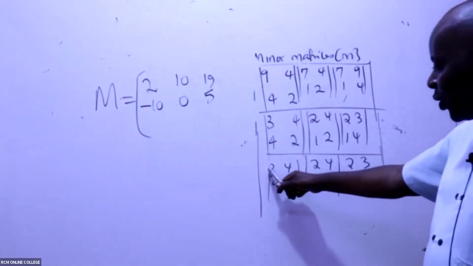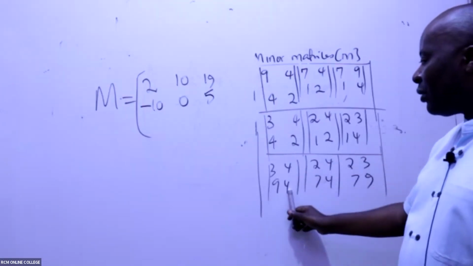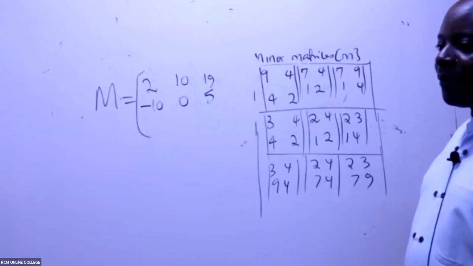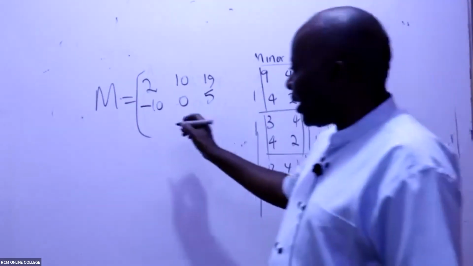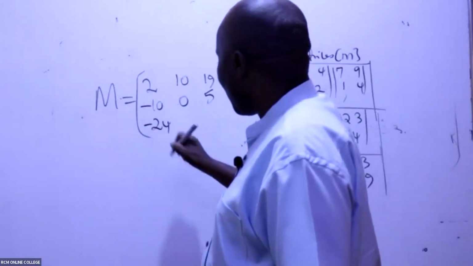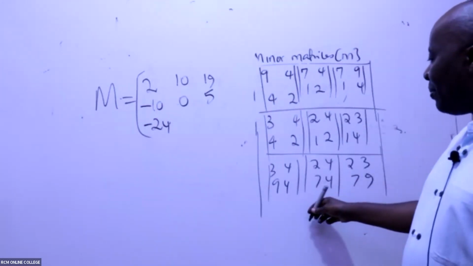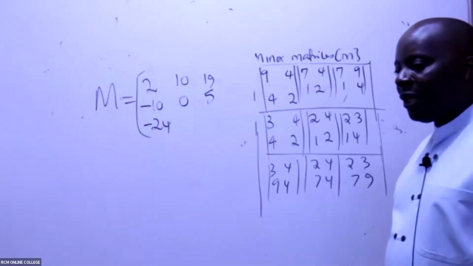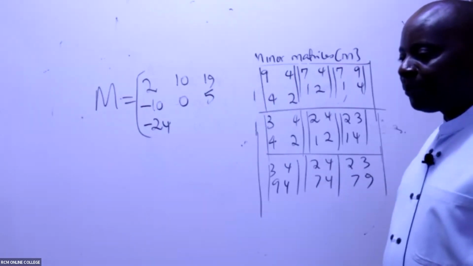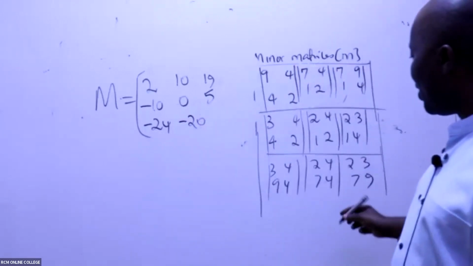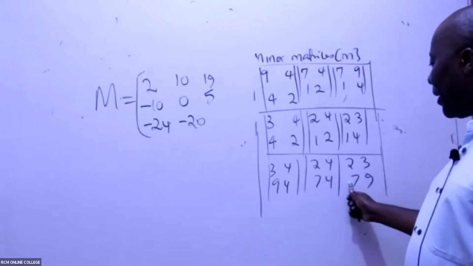So we come to this one here. This one here will be 3 times 4 minus 9 times 4, which gives me minus 24, right? So this gives me minus 24. From there, we have here 2 times 4 minus 7 times 4, which will end up giving me what figure? Minus 20. Then we have the last one here, 2 times 9 minus 7 times 3.